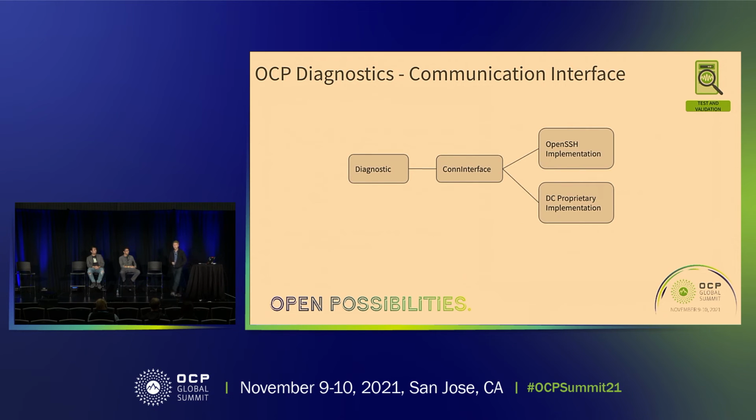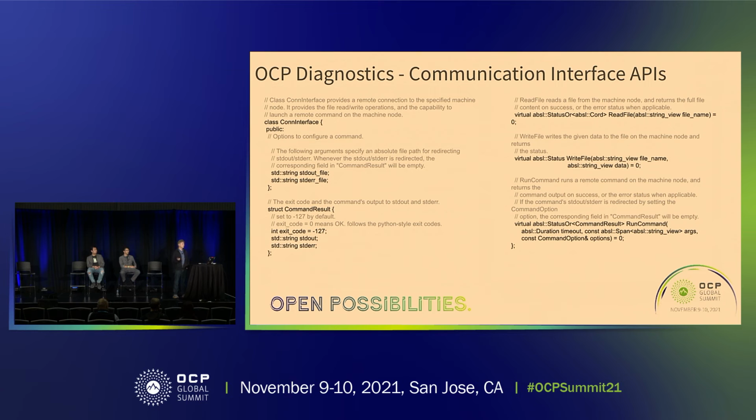It looks like this. We have a diagnostic. The diagnostic targets the communication interface, and there's different backend implementations. Out of the box, we provide the open SSH implementation, and then we also have proprietary DC implementations that Meta, Google, and others can use. This is what that API looks like. It's really simple. There's a way to execute a command, and there's a way to read or write files. This is all you need to implement with your backend communication profile. It's not a lot of effort.